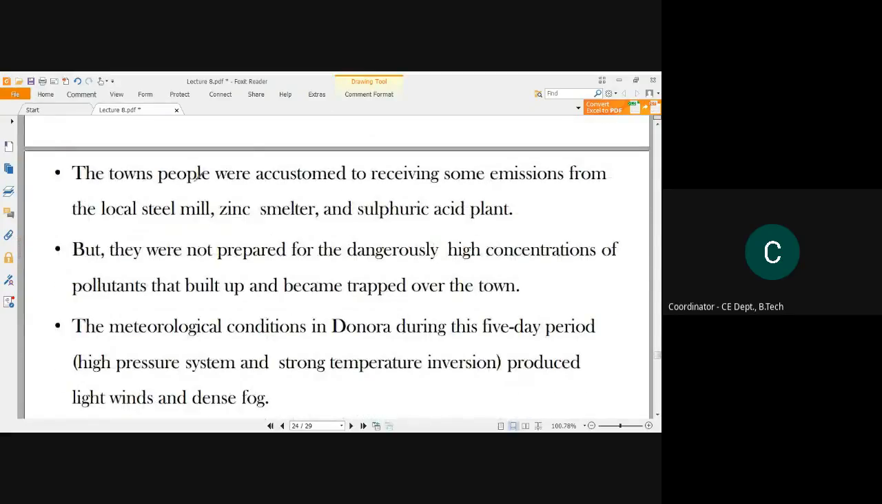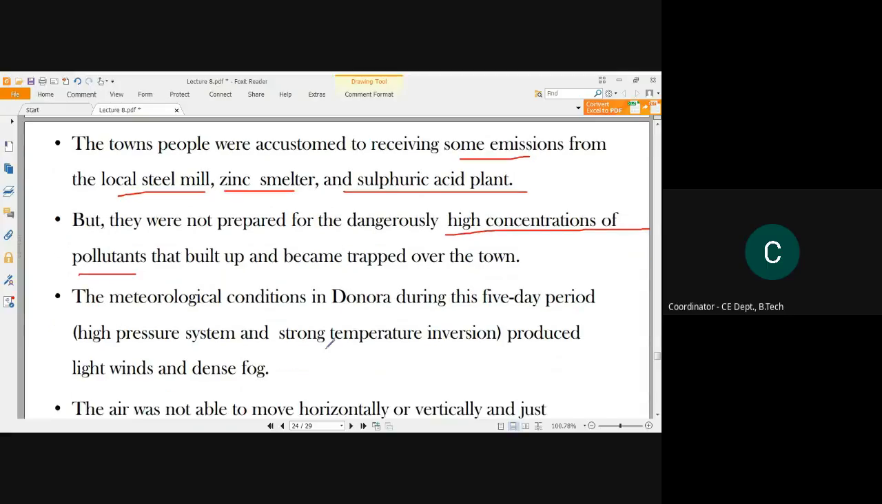The townspeople were accustomed to receiving some emissions from the local steel mill, zinc smelter, and sulfuric acid plant, but they were not prepared for the dangerously high concentration of pollutants that may build up and become trapped over the town. So, the meteorological conditions in Donora during the 5 day period.